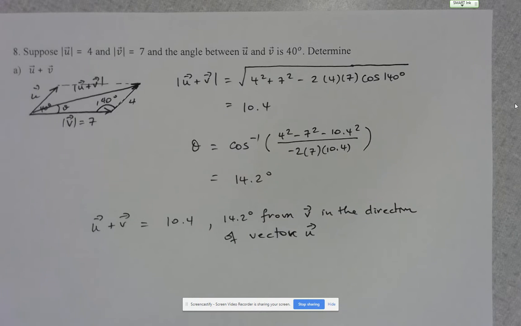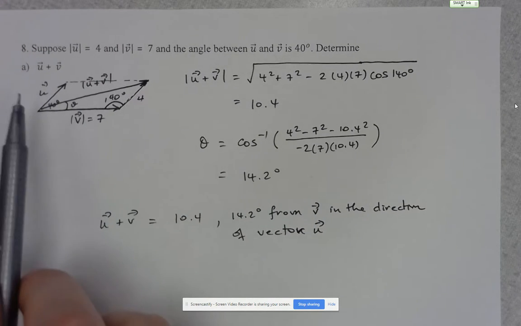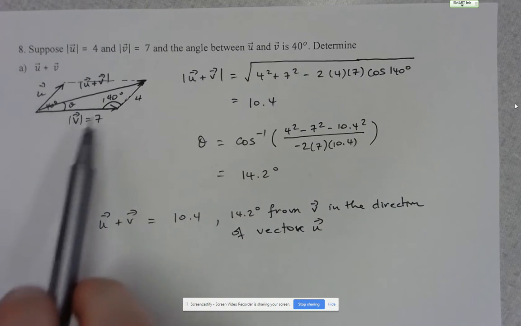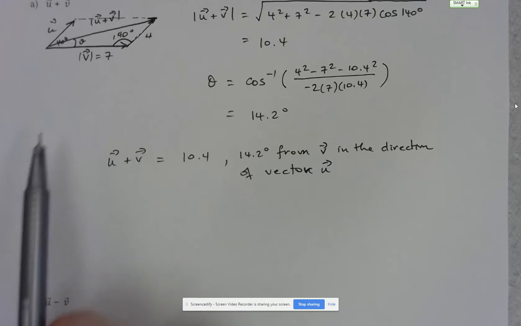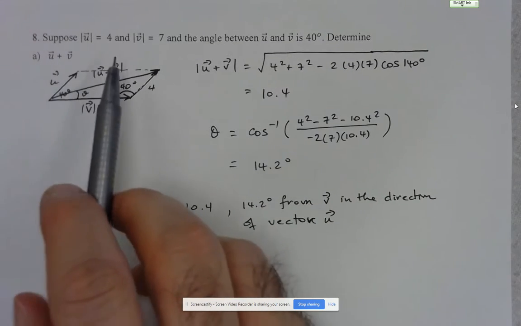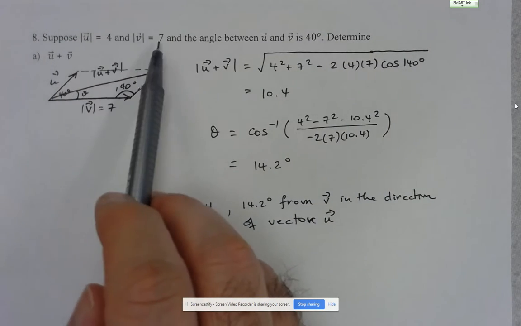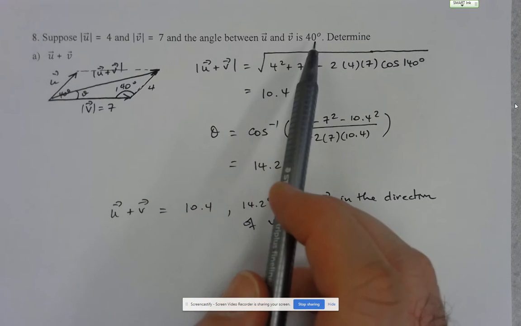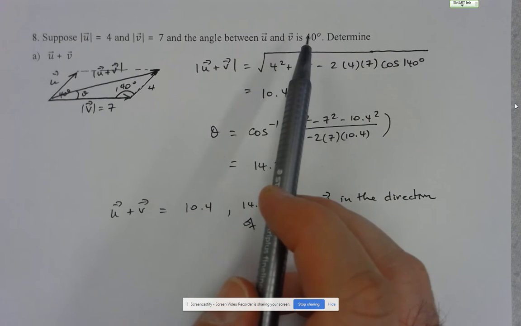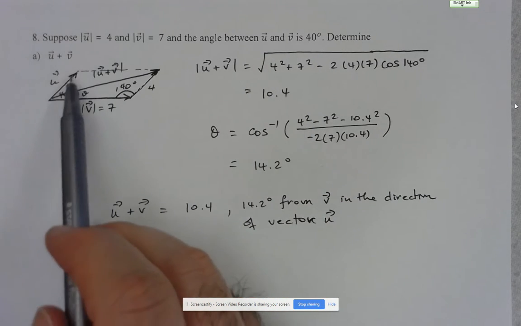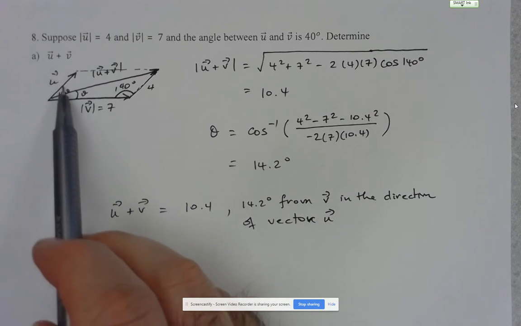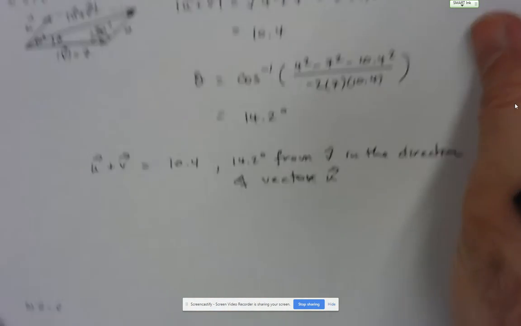Hi folks, we're going to take a look at 8B from the Unit 5 Lesson 2 worksheet. If we recall, earlier I did U plus V and set that up. Now I'm going to do part B, which is U minus V. Just to remind ourselves, we know the magnitudes of U and V and we know the angle between them is 40 degrees. Again, a reminder that when they give us the angle between them, it assumes we're talking about the two vectors placed tail to tail.